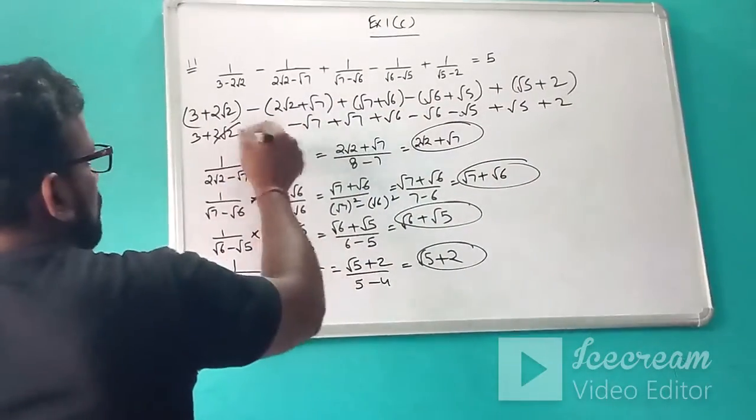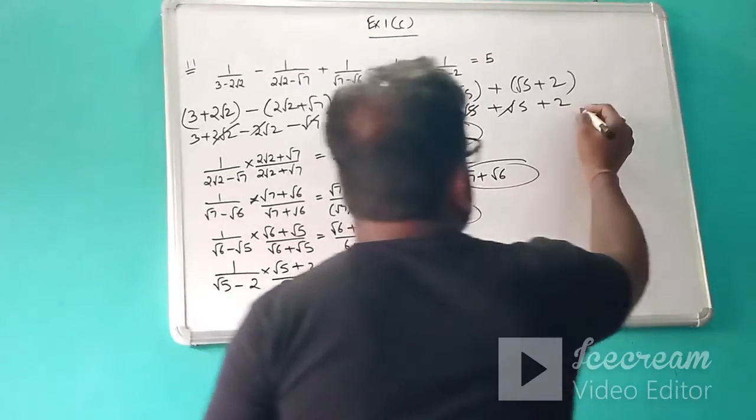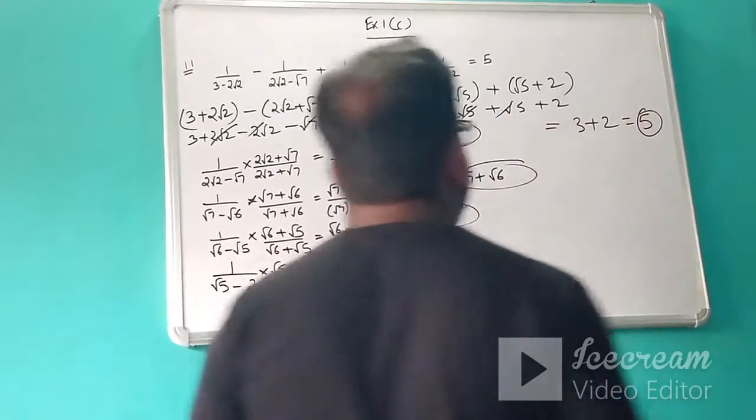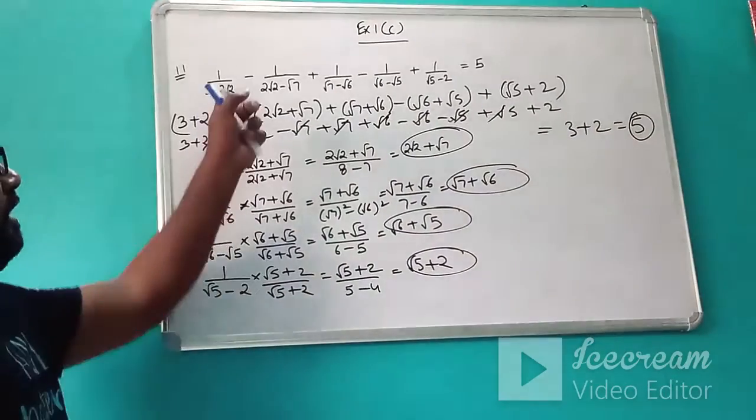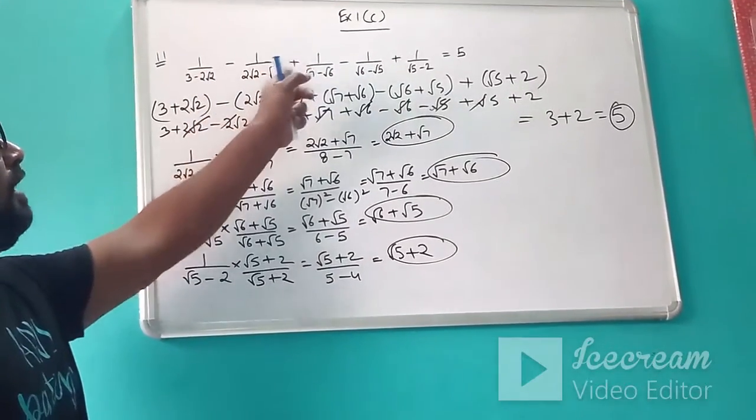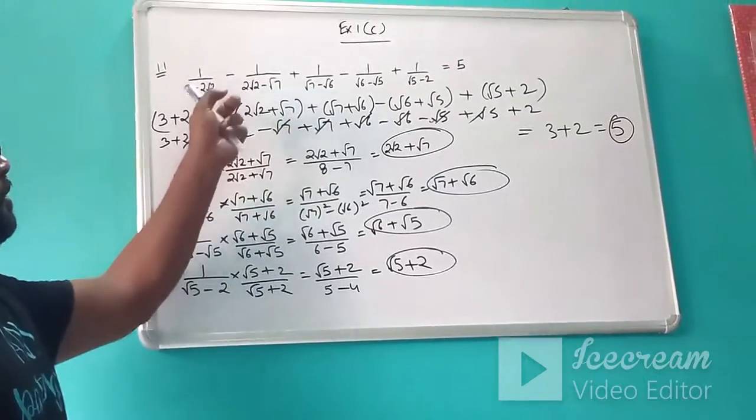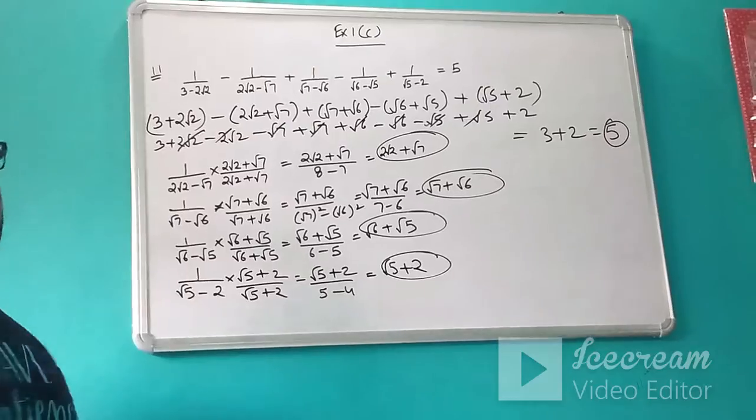See, all the terms are getting cancelled. So you are left with only what? 3 and 2. So 3 plus 2 is equal to 5. Hence proved. Okay, like this. So whenever you have a lengthy expression like this, you first rationalize the denominator of each and every individual term, like I have done. Then you put the values of these terms, and then only you will simplify. So you will get the answer.